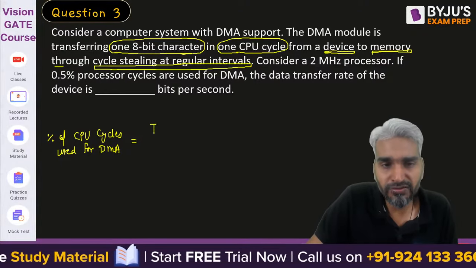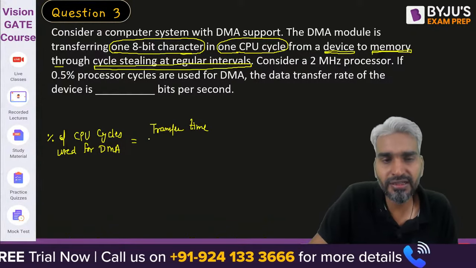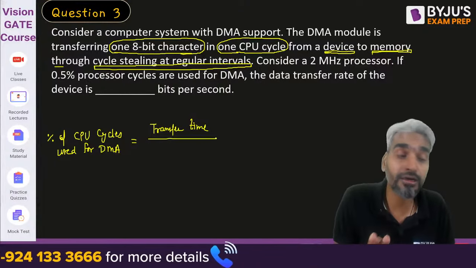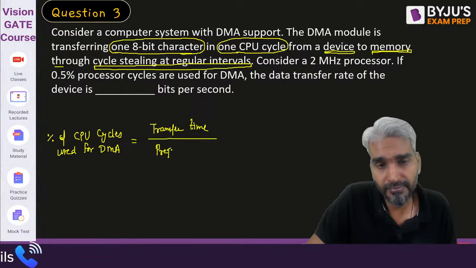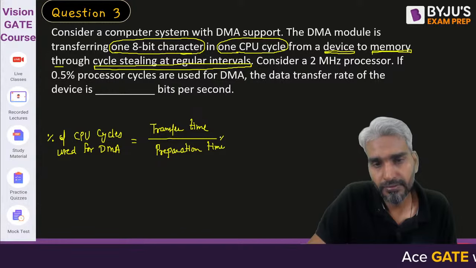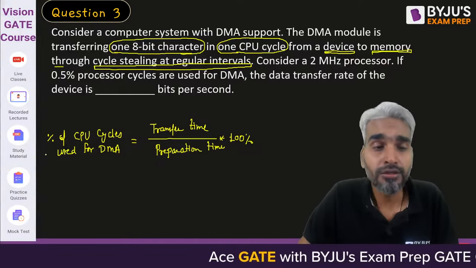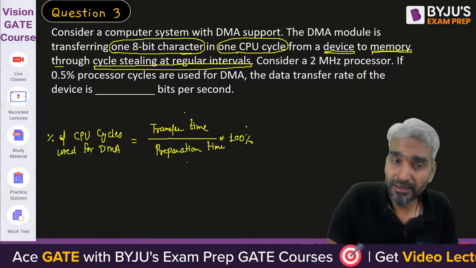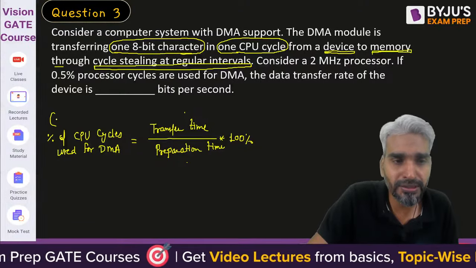will be transfer time, because when we are transferring the data, the CPU will be utilized, or CPU will be busy, or CPU will be blocked, it will not be performing any useful operation, divided by preparation time, into 100%. So somebody asked the percentage of CPU cycles used for DMA. So the percentage of CPU cycles used for DMA will be transfer time divided by preparation time into 100%. This is with respect to cycle stealing.